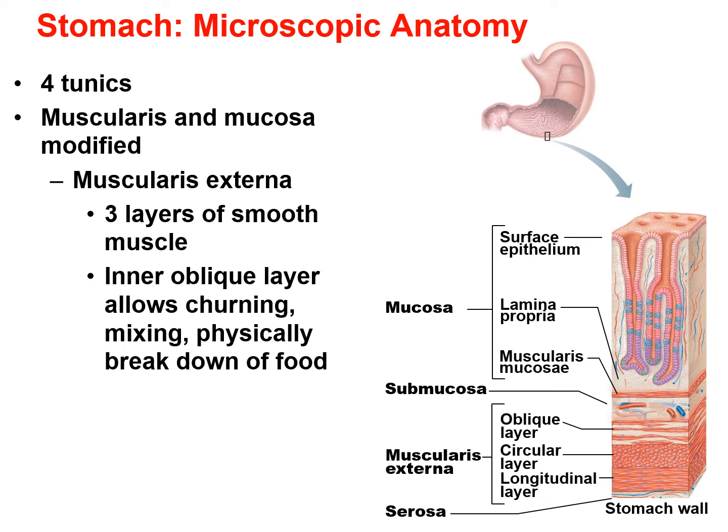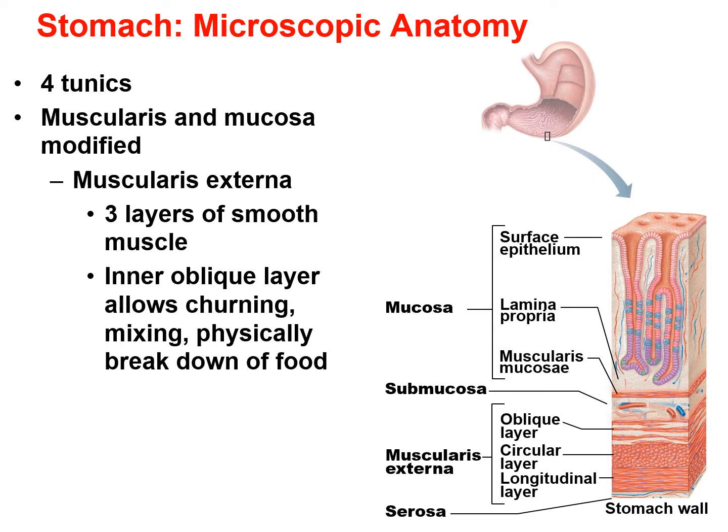It has all of the four tunics that we talked about when we were talking about the basic setup of the alimentary canal. But remember I said that there are going to be regions that have specializations and that it might be different than the basic plan. The stomach is going to be an area that you do have a specialization.